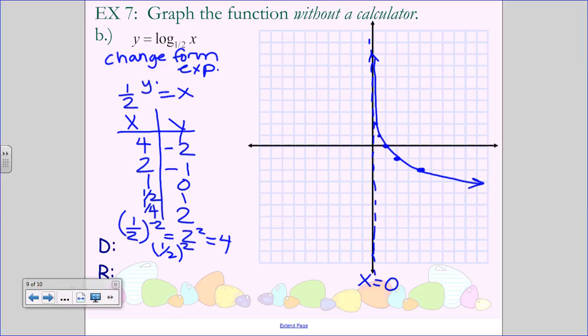So now we have our graph, and we have the line x equals 0 as our asymptote. And then this is our logarithmic function. So we have a vertical asymptote, and we've plotted all those points.